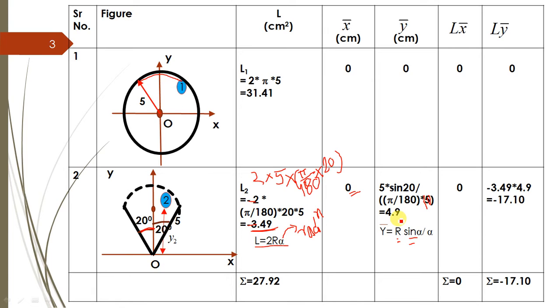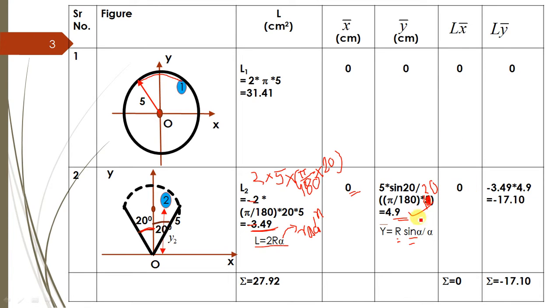Just 1 minute, I will rearrange the calculations. Let me check the calculation. 5 sine of 20 divided by pi divided by 180 multiplied by 20. Yes, it is 4.99. Instead of 5 it is 20, so that is correct. By mistake I have written over here 5. It is not 5, it is 20. So the answer 4.99 is correct.